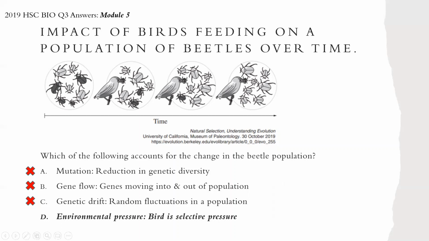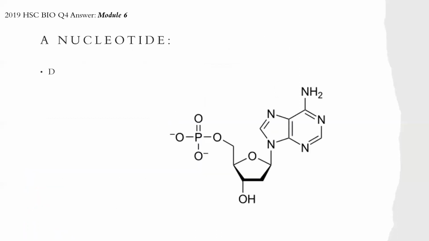It's followed this real linear 4, 3, 2, 1. You can see each time the bird is actually eating a black beetle. So this is an example of an environmental pressure. This is a 2-star difficulty question from module 5.